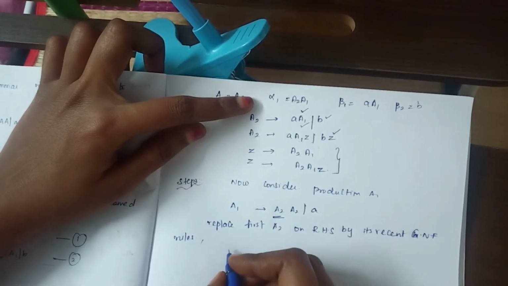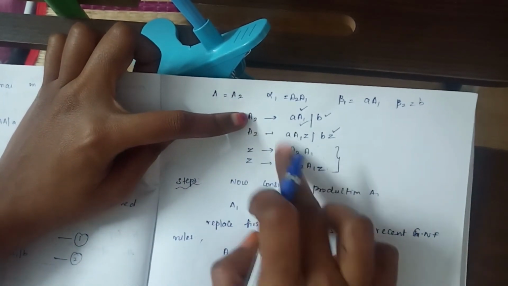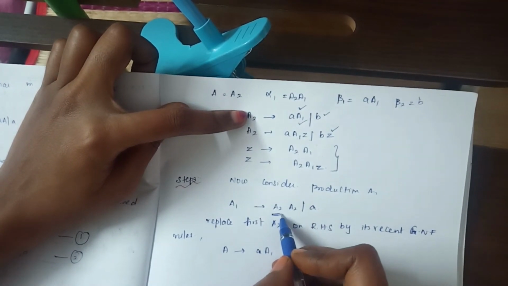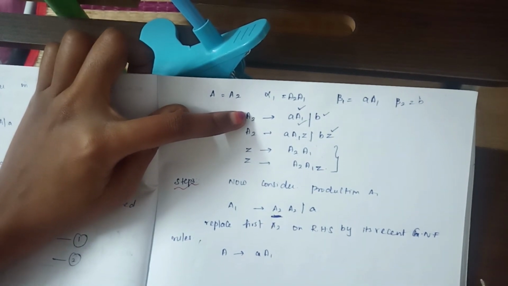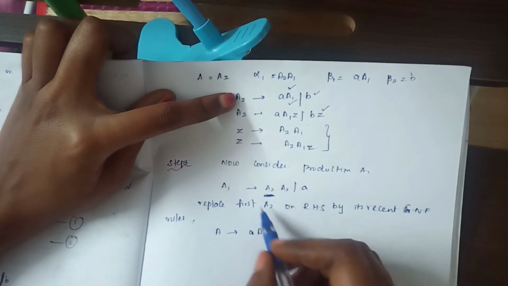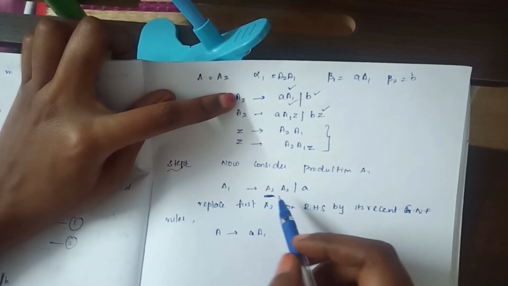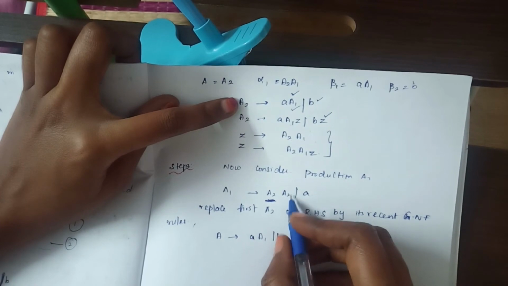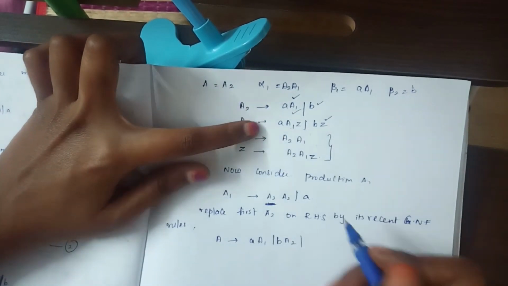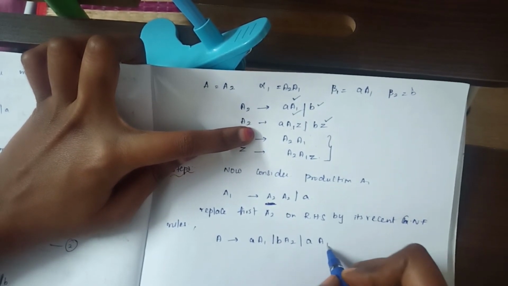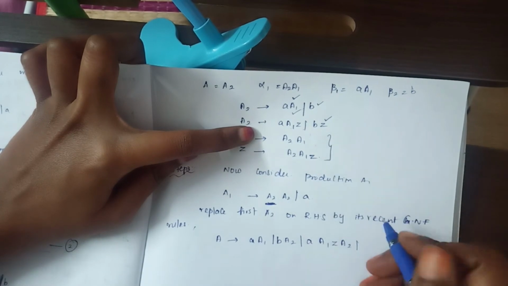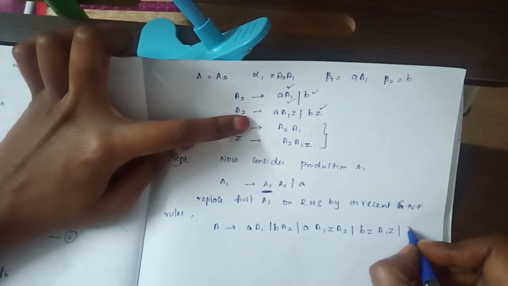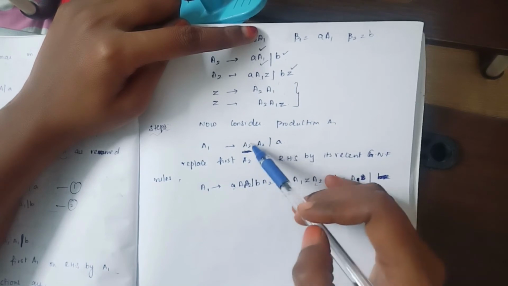Okay, so A1 tends to A2, right? So we have to apply this rule. So A2, A1. So we have to apply only for this first variable in the RHS. So that's how we have to apply, right? So A2 A1 or B A2, or we have to apply this one. A1 tends to A2 or B, A1 or B over here, over this production.